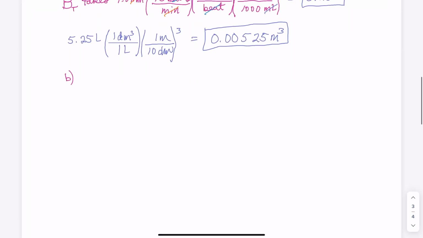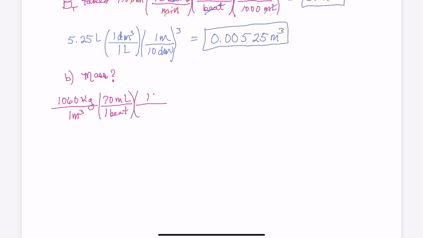And the second part of this problem asks us to calculate what the mass of blood is that's pumped with each beat. We're going to start with the density of blood because that has mass in it. Then we will multiply by the number of milliliters per beat. We will convert those milliliters into liters. Then we'll use 2 conversion factors to go from liters into meters cubed.